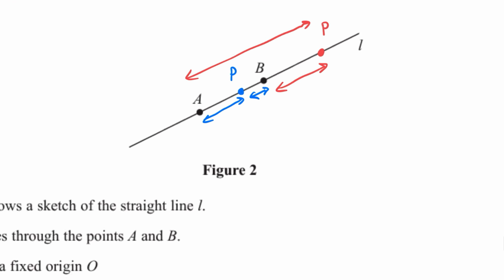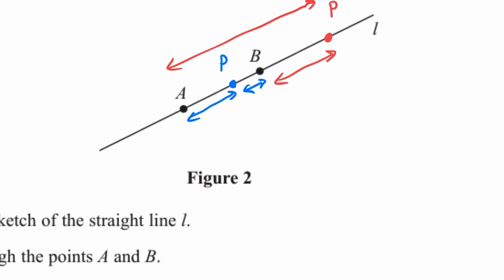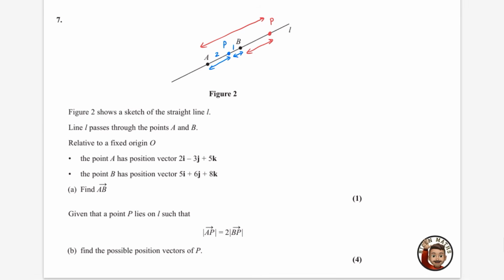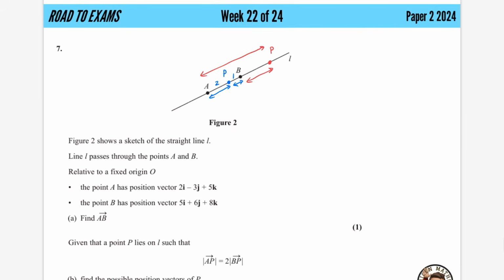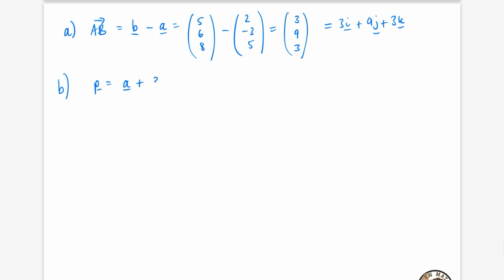Now for the blue scenario, we can just see that this has split it up into a ratio of 2 to 1. In other words, we are traveling 2/3 of the way along the line AB. So to find a possible position vector of P, which I'll write as P underlined, we're going to start off at the A position, which is here, and we're going to add on 2/3 of the vector AB.